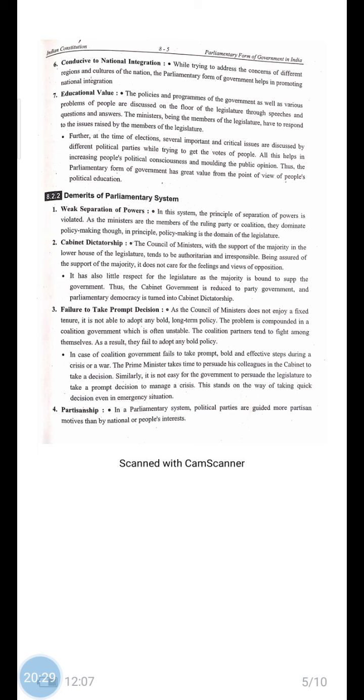Then after, failure to take a prompt decision. As the Council of Ministers does not enjoy a fixed tenure, it is not able to adopt any long-term policies. So the problem is compounded in a coalition government, which is often unstable. Coalition partners tend to fight among themselves. As a result, they fail to adopt any bold policy.